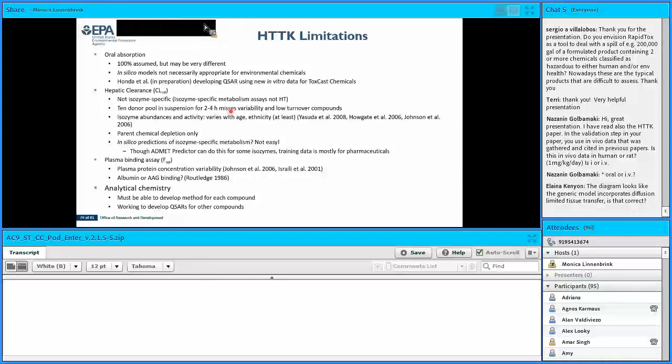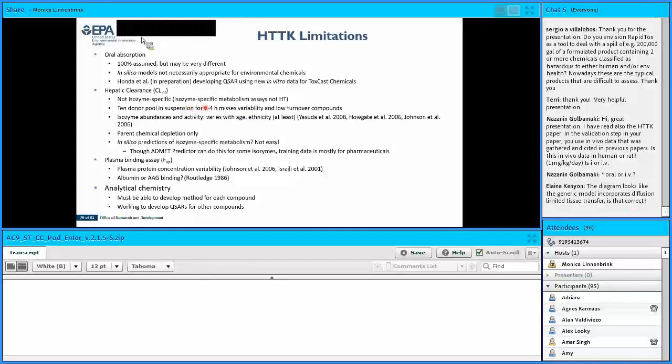All right. I do want to discuss limitations. I'm not trying to be a car salesman here. There's a lot of things that frustrate me about the state of in vitro toxicokinetics right now. First off, there are issues with oral absorption. The model assumes right now 100% absorption. The in silico models that exist for that have pretty much been shown not to be really relevant to environmental chemicals. So Greg Honda is developing a QSAR and looking at new in vitro data for environmental chemicals, and we'll try to implement that as part of HTTK in an upcoming publication.